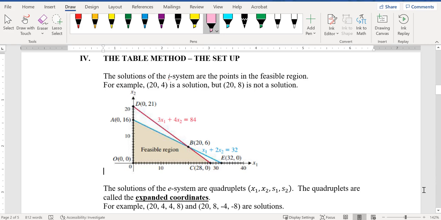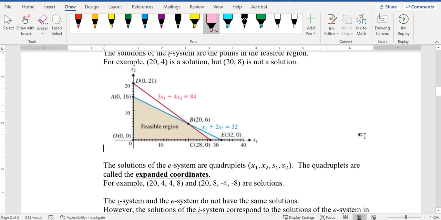The solutions of the E system, remember when we introduced the slack variables, are quadruplets of the form x1, x2, s1, s2. The quadruplets are called the expanded coordinates. For example, (20, 4, 4, 8) and (20, 8, -4, -8) are solutions of the E system.